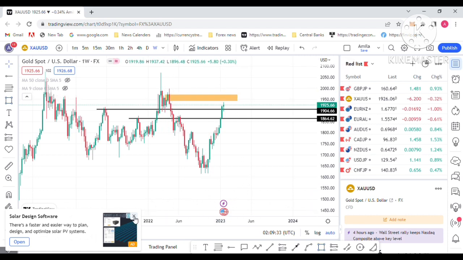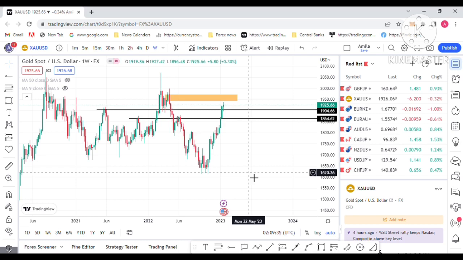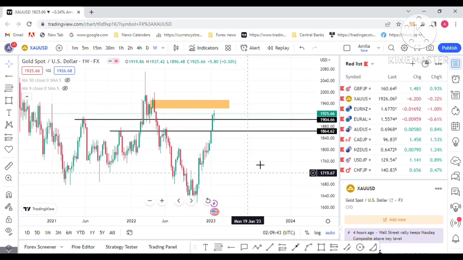This is the strong area. Sellers are in this area, the yellow line. You can see this I am marking with the yellow area. This has strong sellers in this area.